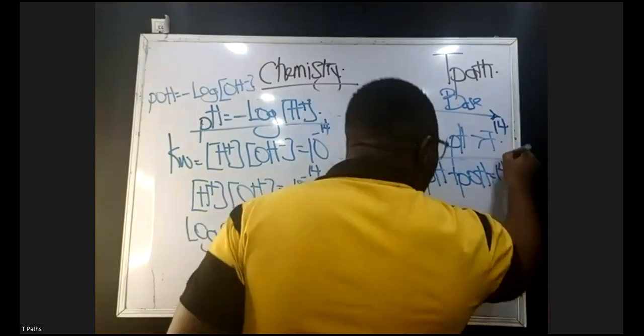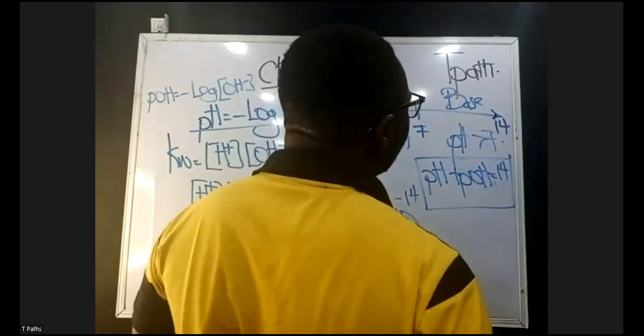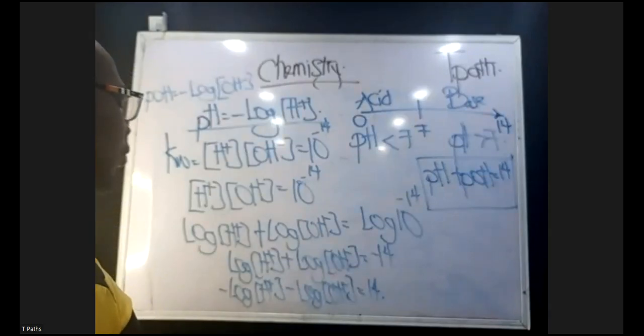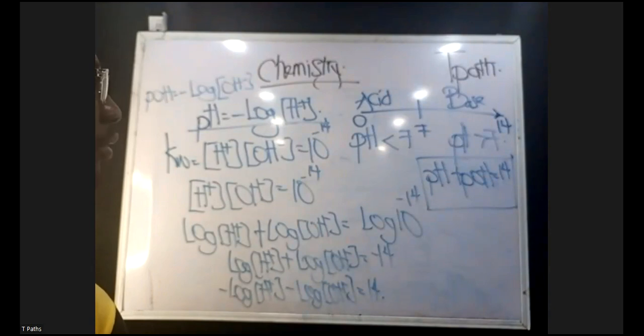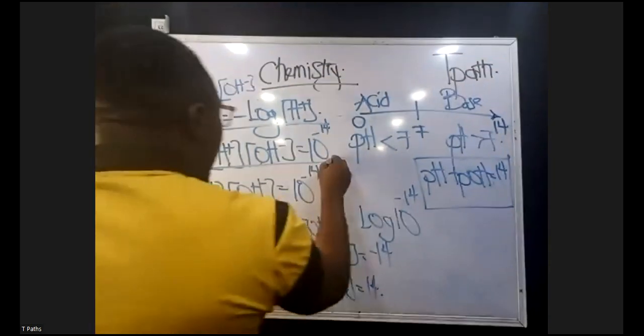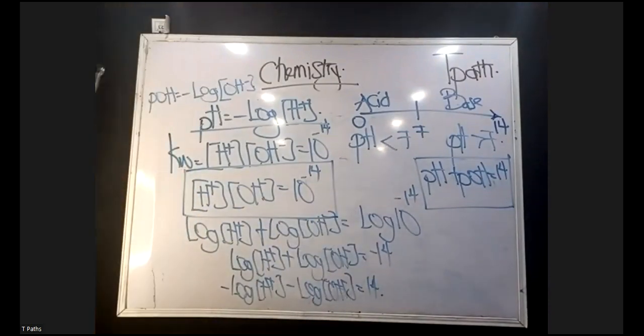Ladies and gentlemen, please don't joke with this formula. pH plus pOH equals 14. So I can show you two formulas that we should not forget. In case you are working with H plus ions and OH minus ions, you can use this. If you are working with pH and pOH, we can also use this too.